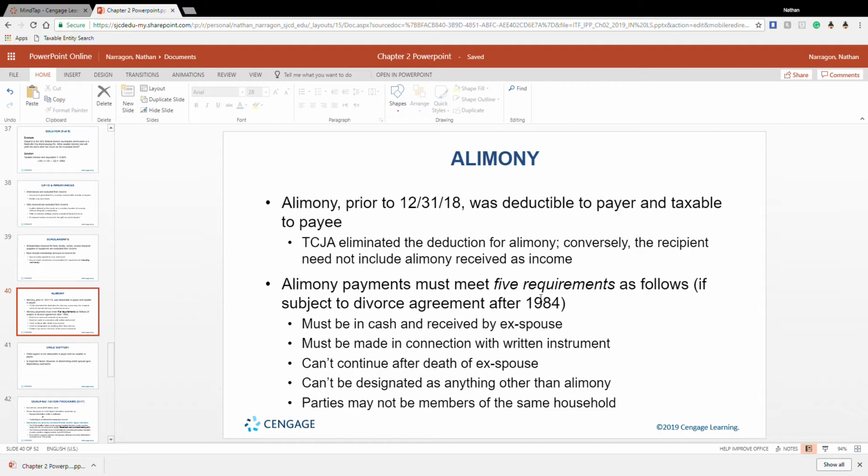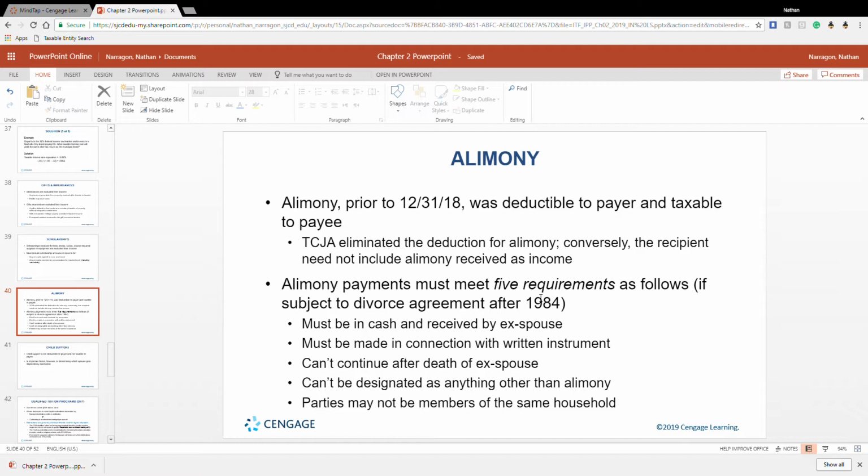If you have anybody that's doing it from before then, they have to report that. This is a sticky situation. Alimony payments must meet 5 requirements if subject to a divorce agreement after 1984, which should be pretty much everybody right now, but again, you will have those rare exceptions. So these 5 requirements, because I can probably quiz you or give you an exam on these.